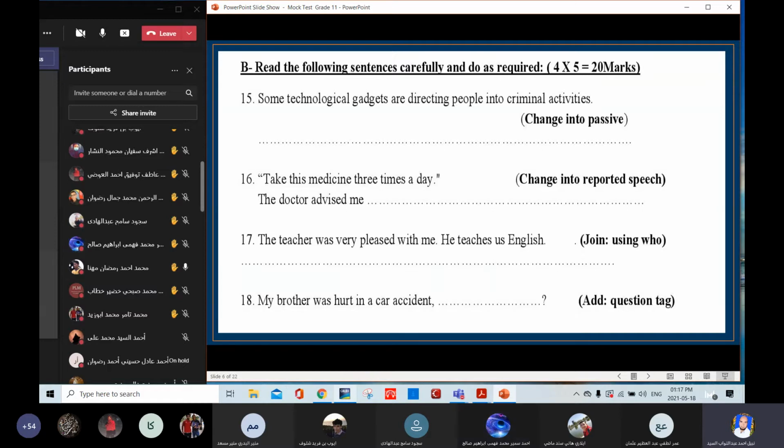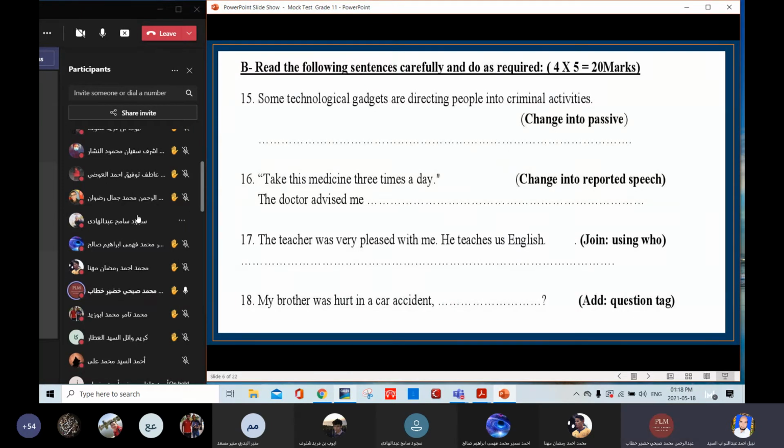The doctor advised me to take. No, this. Thank you. Thank you. Let's see. Khattab. Yes, teacher. Take the medicine 3 times a day. Number 15, please. We didn't answer 15? Question number 15. Okay, teacher.